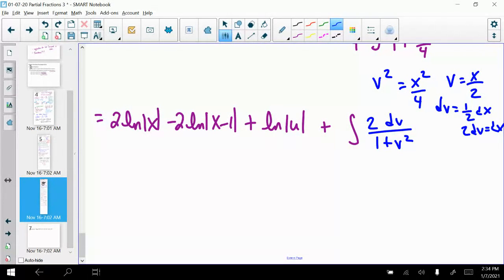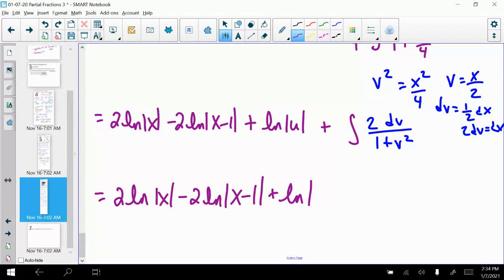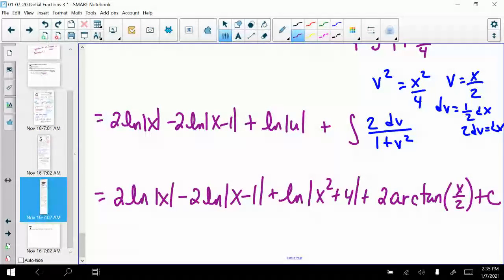You guys are like, oh, we know that integral. So 2 natural log of the absolute value of x minus 2 natural log of the absolute value of x minus 1 plus the natural log. U was x squared plus 4 plus 2 arctangent of v, and v was x over 2 plus c.